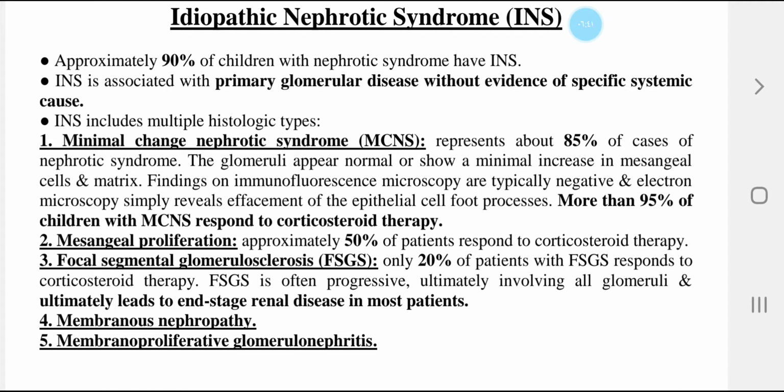2. Mesangial proliferation. Approximately 50% of patients respond to corticosteroid therapy. 3. Focal segmental glomerulosclerosis. Only 20% of patients respond to corticosteroid therapy. It is often progressive, ultimately involving all glomeruli and leading to end-stage renal disease in most patients.